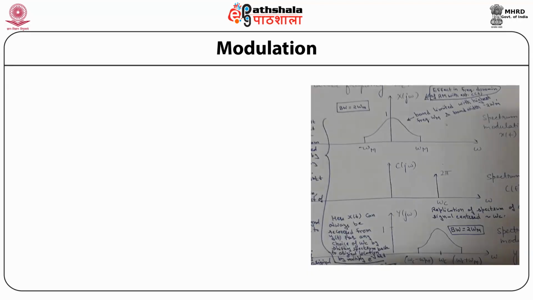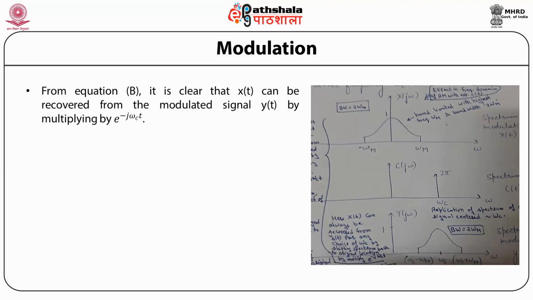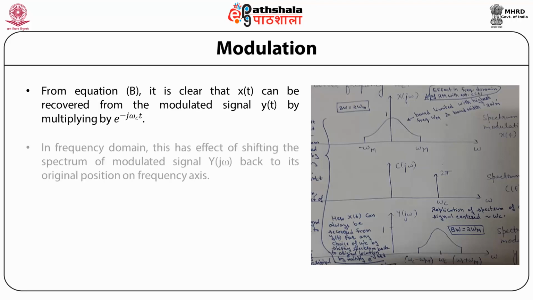This figure shows the variation of X(jω), C(jω) and Y(jω) with the frequency. From equation B, it is clear that x(t) can be recovered from the modulated signal y(t) by multiplying by e^(−jω_c t). In the frequency domain, this has the effect of shifting the spectrum of the modulated signal Y(jω) back to its original position on the frequency axis.